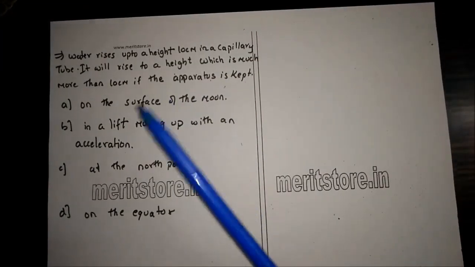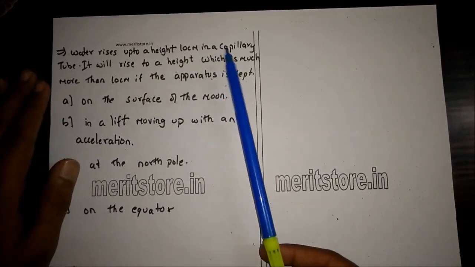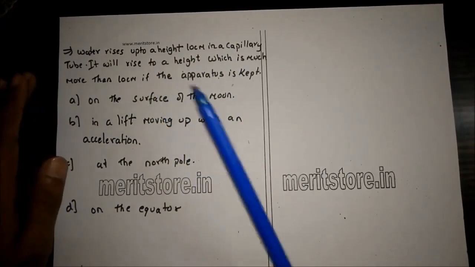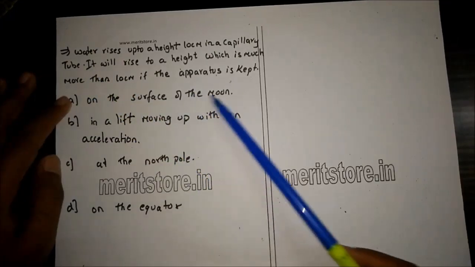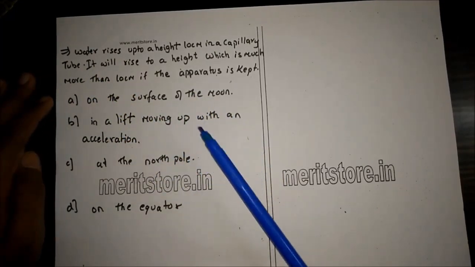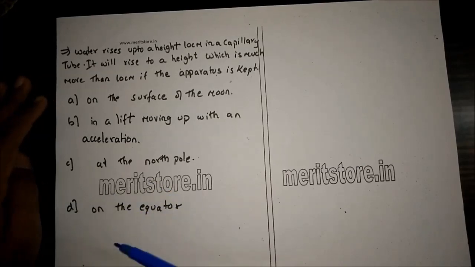Water rises up to a height of 10 centimeter in a capillary tube. It will rise to a height which is much more than 10 centimeter if the apparatus is kept either on the surface of the moon, in a lift moving up with an acceleration, at the North Pole, or on the equator.